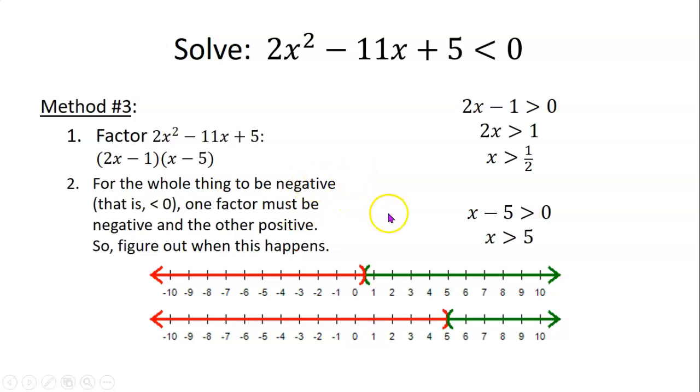Now look for the x's where one of those factors is positive, but the other one's negative. So we don't want them both to be negative. We don't want them both to be positive. We want one of them to be positive and one to be negative. And the place where that happens is where the x's are greater than 1/2, but less than 5.